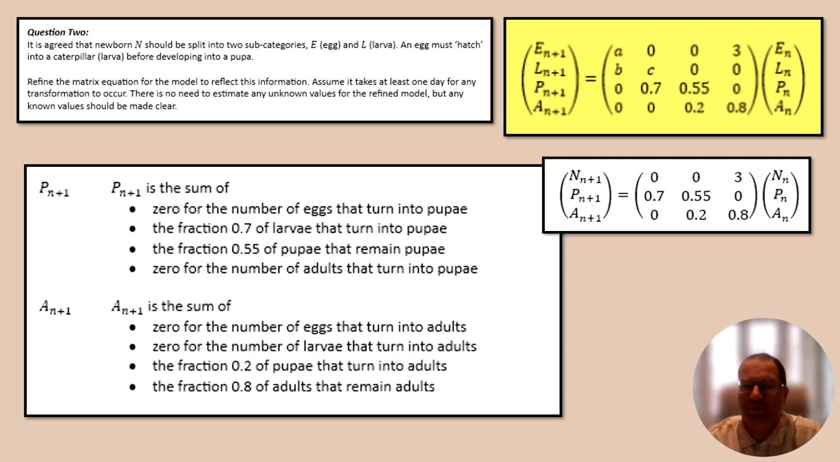And then finally, for our adults, we know that both no eggs and no larvae are going to turn directly to adults because they have to go via the pupae stage, and that 0.2 lots of pupae become adults, and that 0.8 lots of adults stay as adults.